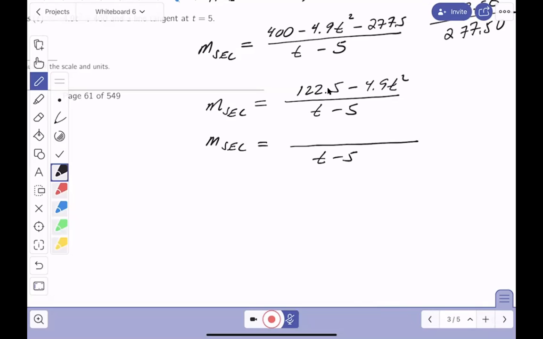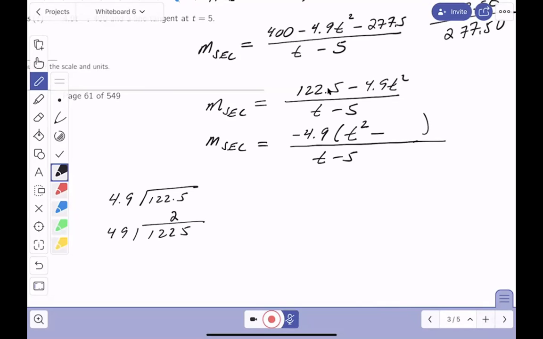I'm going to factor out minus 4.9 t squared minus, well, let me write this down for you. I don't know if I can do it. So I'm going to divide 4.9 into 122.5. Well, that's like 49 into 1,225. Well, I'm going to see if I can do that. I'm going to say 2. 2 times 49, what would that be? 98.